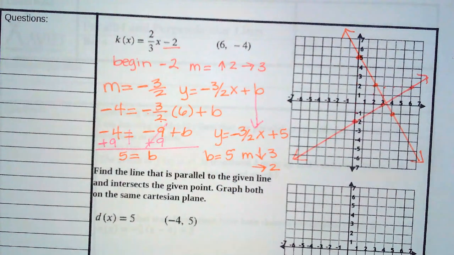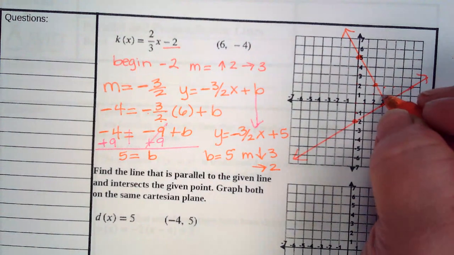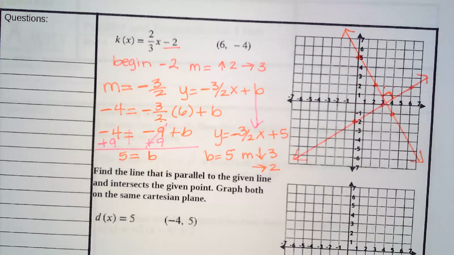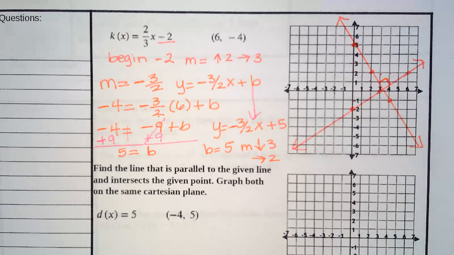These two lines are perpendicular. I'm going to put my little symbol that says they're perpendicular right there. Hopefully, after the first one, you were able to do the second one on your own. If not, you need more practice. Okay, find the line that is parallel to the given line and graph both points on the same Cartesian plane.